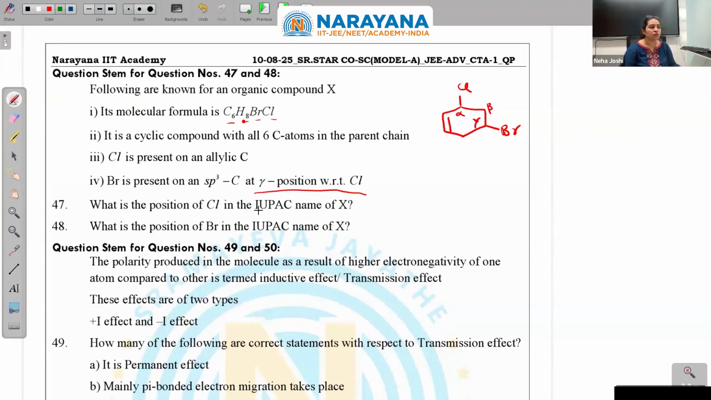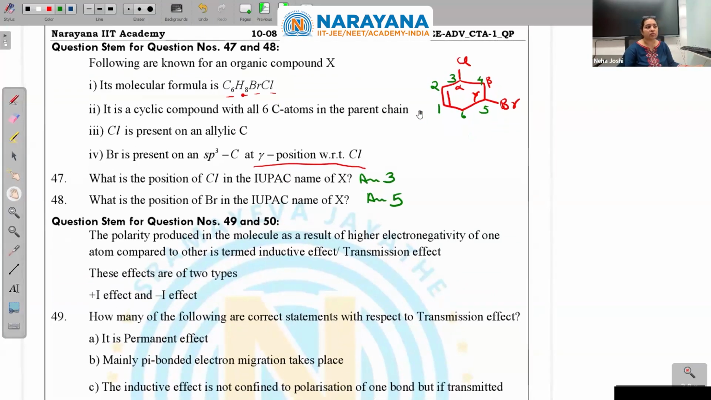What is the position of Cl in the IUPAC name? 1, 2, 3. So answer is 3. What is the position of bromine in the IUPAC name of X? 3, 4, 5, 6. So this answer should be 5. So answer for 47 and 48 should be 3 and 5. This you should know, that alpha is just next to chlorine.